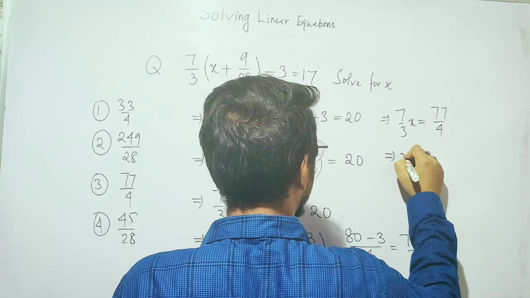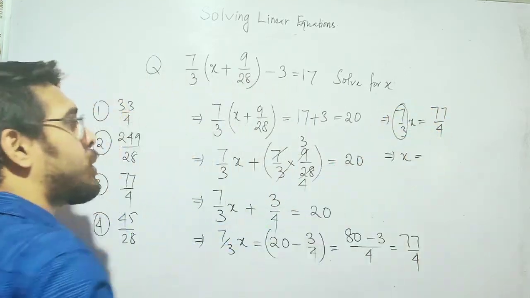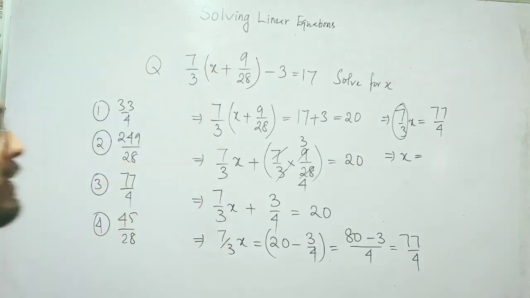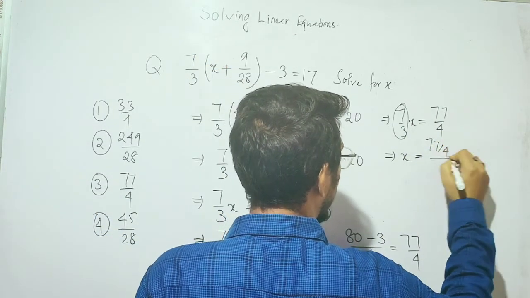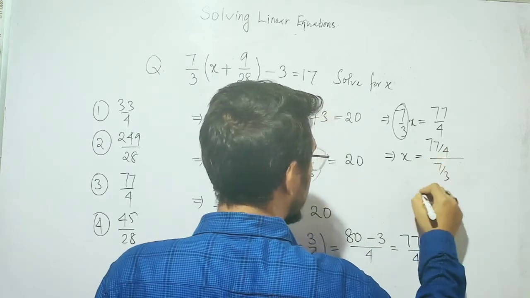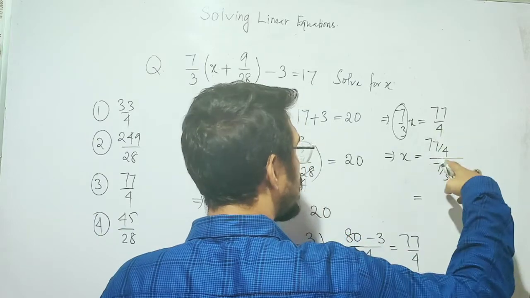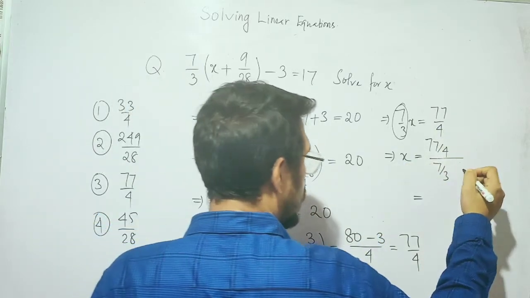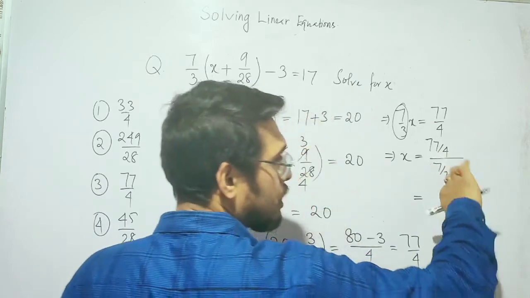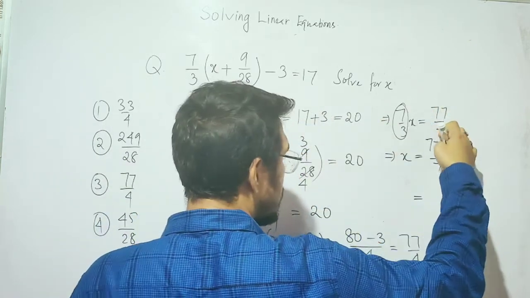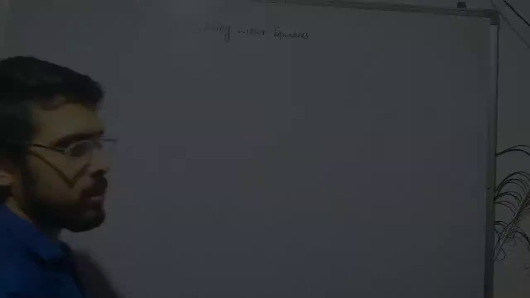So what is x? This one is multiplied to x, so this needs to be divided. So we can do one thing, 77 over 4 divided by 7 over 3. Now, as you know, whenever we are dividing two fractions, the denominator of the bottom fraction will go to the numerator, and the denominator of the numerator fraction will go to the denominator.